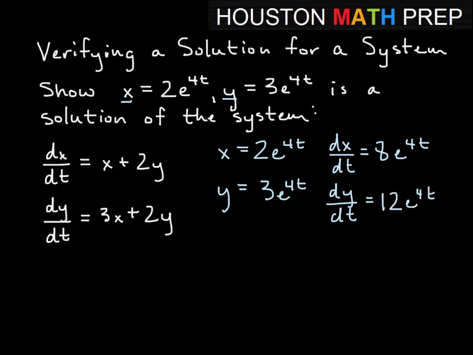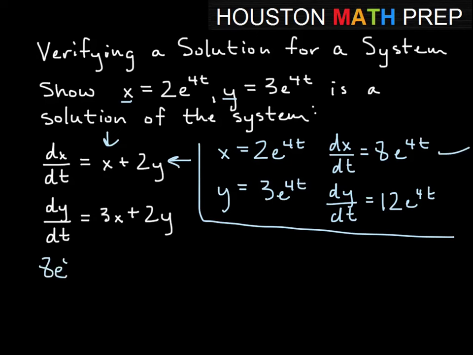Then we can plug all of this information into our equations, and we should get true statements. So for our first equation, dx dt, we have 8e to the 4t is equal to x plus 2y, so x is 2e to the 4t, plus 2 times y, and y is 3e to the 4t.